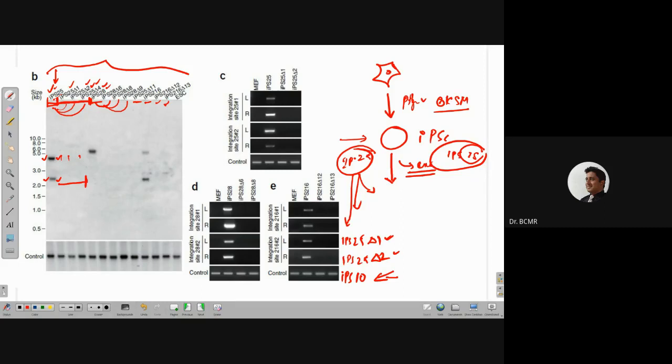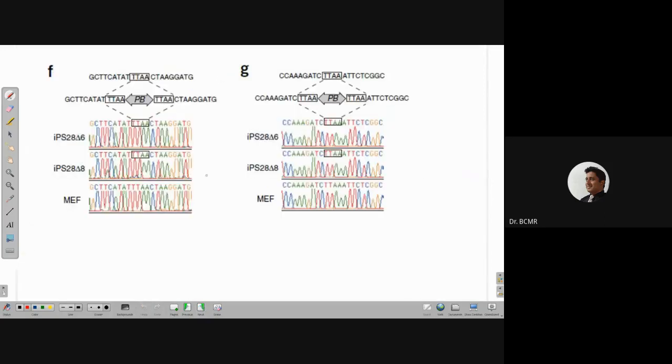Yeah, so I will just move on. I'm running short of time, I guess. So here, they're proving that using sequencing. IPS 28 delta 6 and 28. So they have shown that in the region where this is the actual site, this must have been the transposon where it got integrated. And once they have sequenced it, they have the sequence upon excision of the transposon, it again reverted to its original sequence, TTAA. Compare it with this one, right?